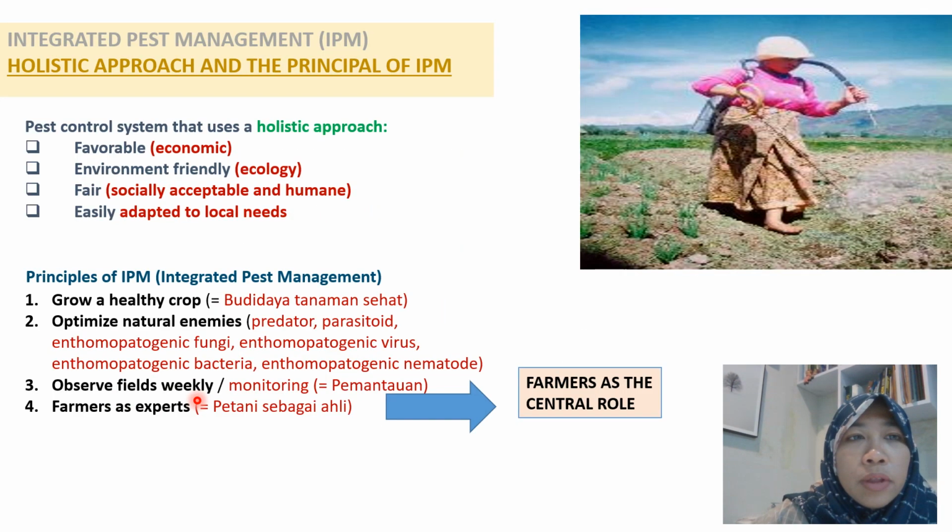And then we move to the next slide. We have a holistic approach to control using the integrated pest management concept. The first one is favorable economics.